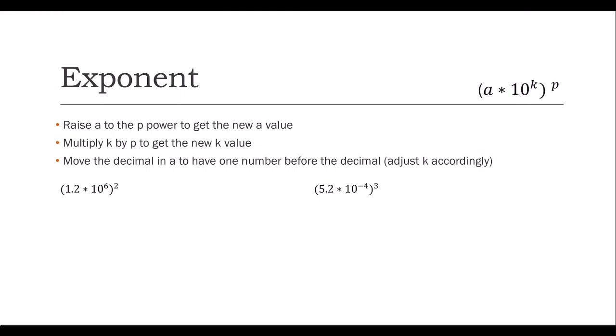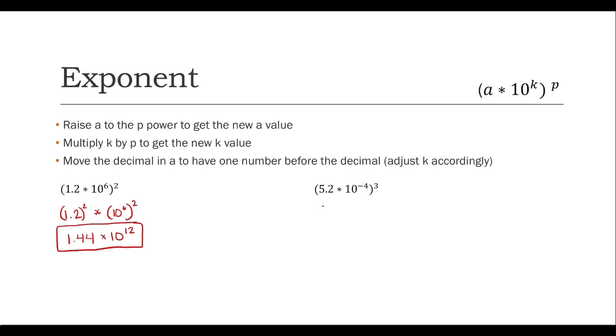Finally, we have our scientific notation raised to a power. And to do that, we're going to start by raising a to the p power to get the new a value. So we have 1.2 squared. And then we're also going to have times our 10 to the 6th squared. So we'll square each individual thing. So 1.2 squared is 1.44 times 10 to the new k value. So our new k value, we're going to multiply k by p. So 6 times 2 is 12. So this would be your answer because we are in the correct form for scientific notation.